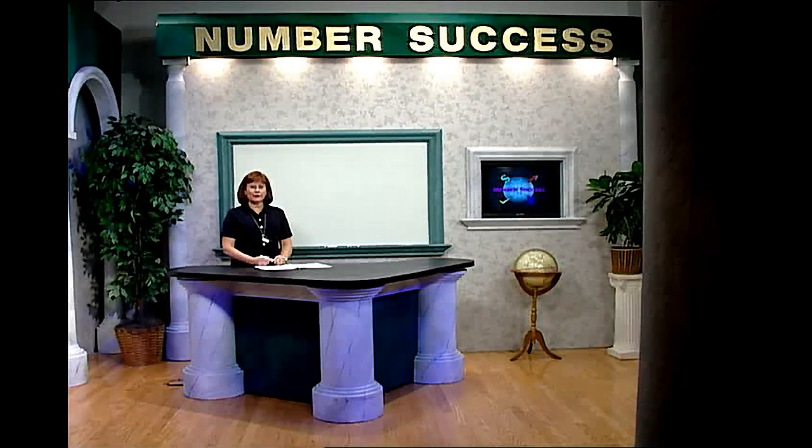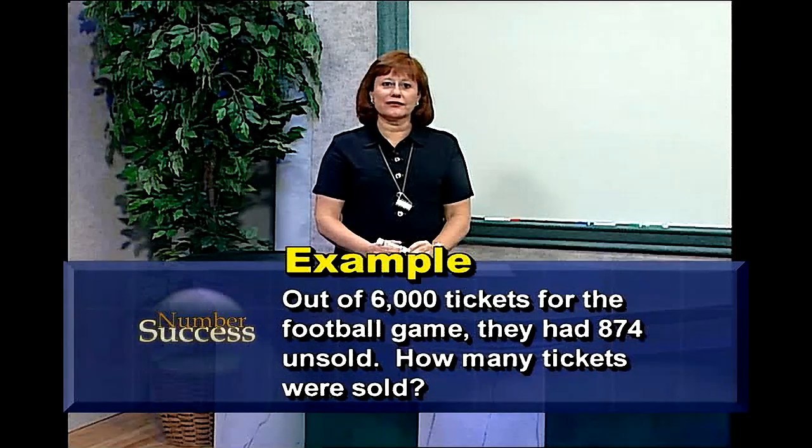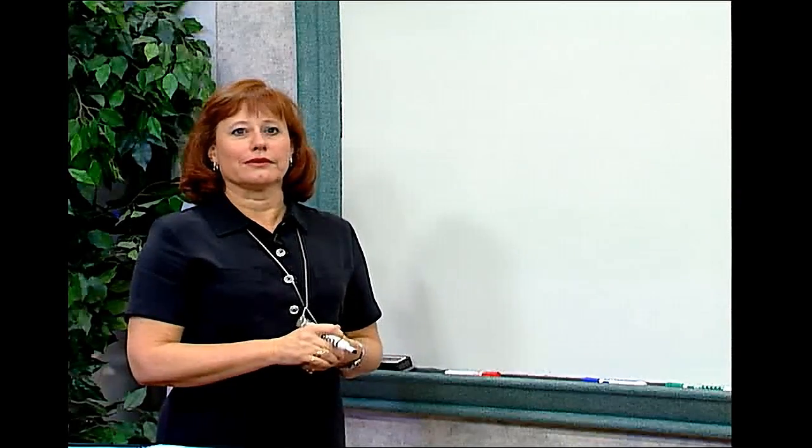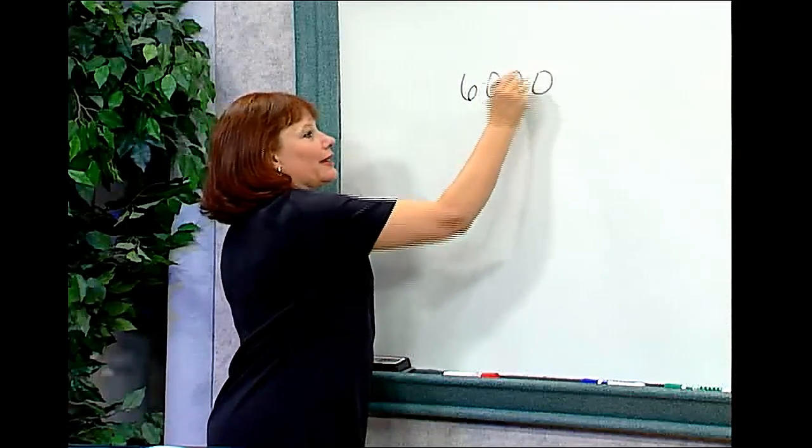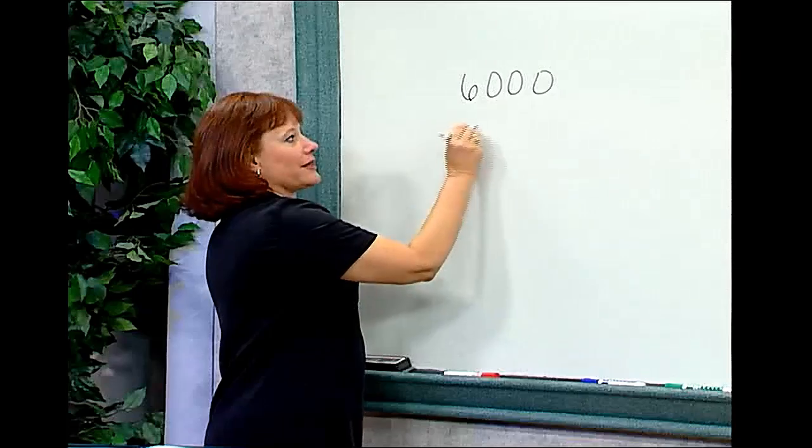Borrowing from larger numbers. You're going to have the chance to subtract some really big numbers in this problem. Out of 6,000 tickets for the football game, they had 874 unsold. How many tickets were sold? We're going to do this as a subtraction problem on the board. They started with 6,000 tickets, and at the end of their sale, they had 874 left.